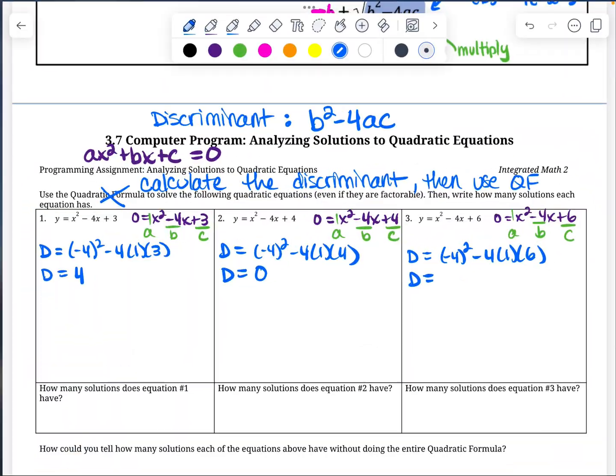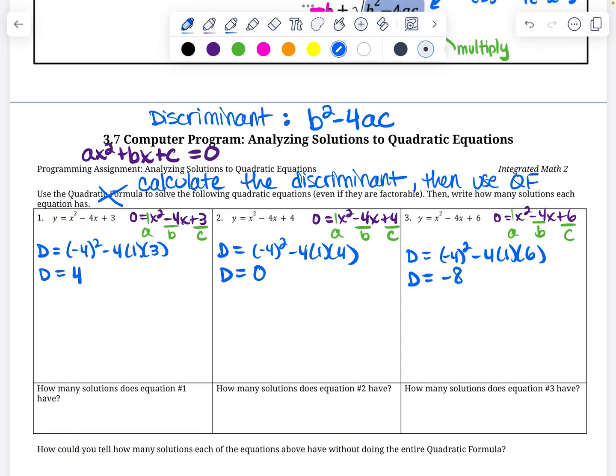Negative 8. All right. Now, the nice thing is we're going to use the quadratic formula, but it's going to be way easier to deal with because we already did the hardest part. And remember that the quadratic formula is the opposite of b plus or minus the square root of b squared minus 4ac. That's the discriminant, all over 2a.